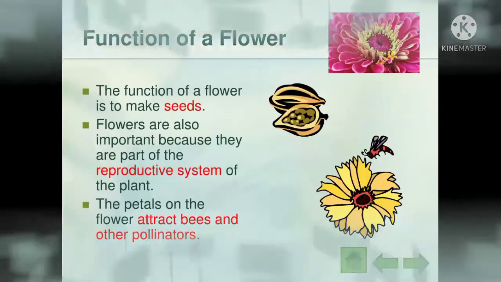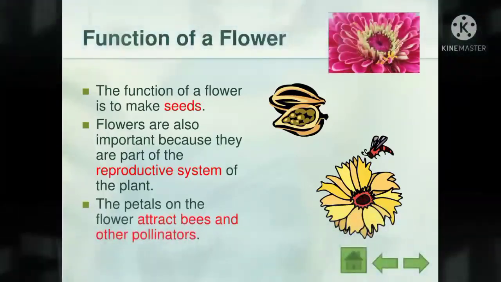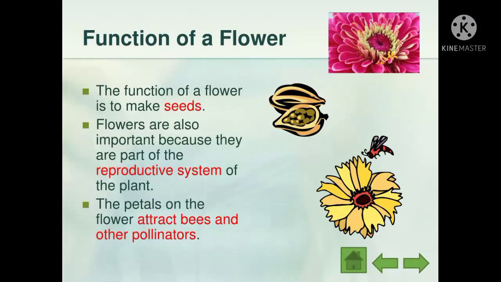Let's continue. The function of a flower is to produce seeds. This is the first function of the flower. All flowers produce seeds, which are the future plants of every tree. Flowers are also important because they are part of the reproductive system of plants. In simple words, we can say that flowers are the reproductive organs of plants.